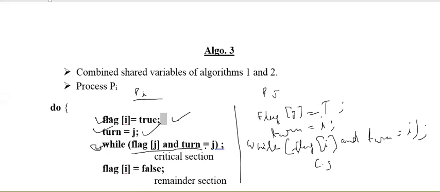And here, since I had given the turn to J, but that process has not yet arrived, hence this line is not yet executed, hence it is false. So false and true will give me false. And because it is false, I am going to enter into the critical section.